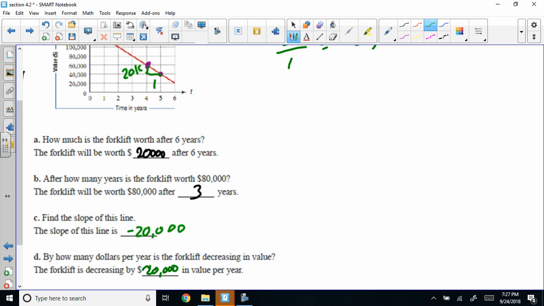I wonder if that's true. Forklifts take a big hit like that? I have to ask my friends at.